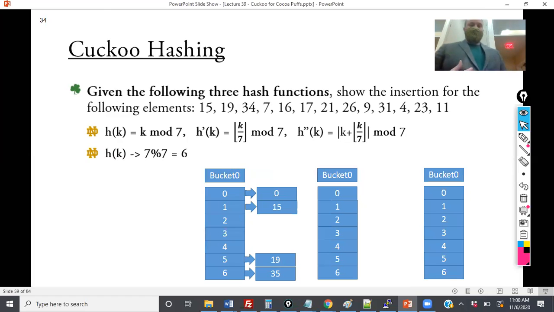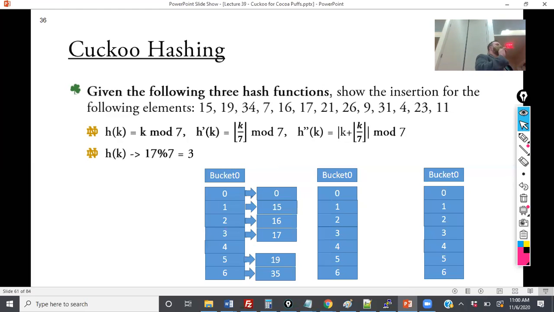So 16 is going to be 2. 17 will be 3. So now we nearly have the entire first array full. So now we're going to go to 21. What do we think is going to happen here with 21? Very good. So 21 will move into 0.